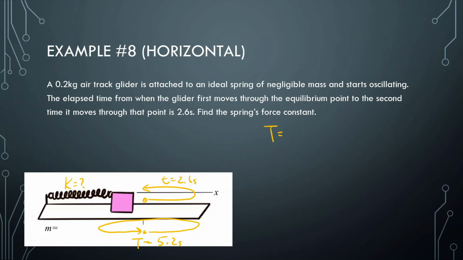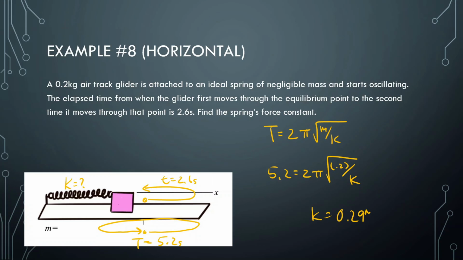Now that we know that, we should know that the period is equal to 2 pi times square root of mass over k. And now we could just plug some things in. 5.2 is equal to 2 pi square root of mass, which is 0.2, divided by k, which is what we're looking for. So let's do this. 5.2 divided by parentheses 2 pi, squared. Now I'm going to do 0.2 divided by answer. And I should get around 0.29 Newton per meter. Okay, so a pretty low spring constant.